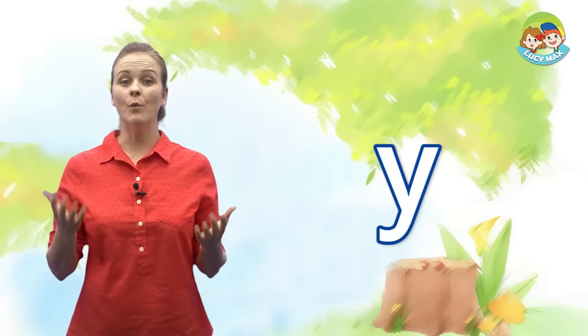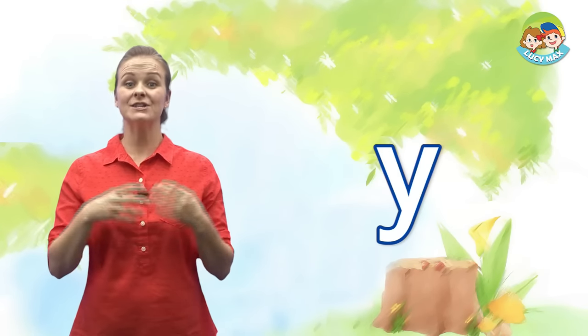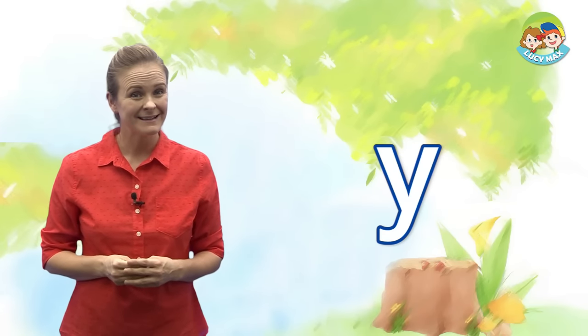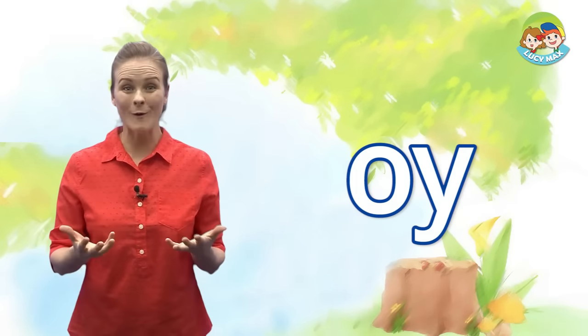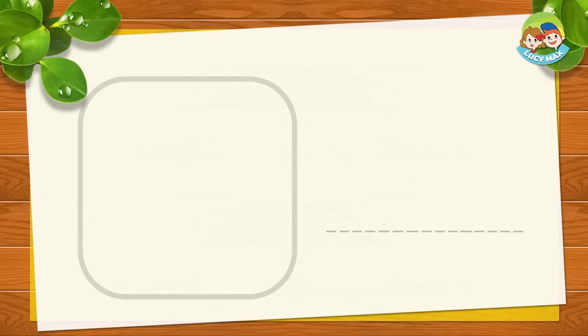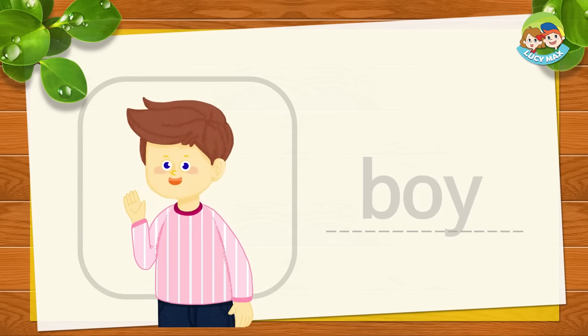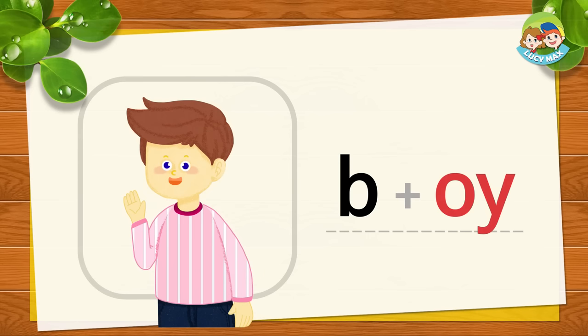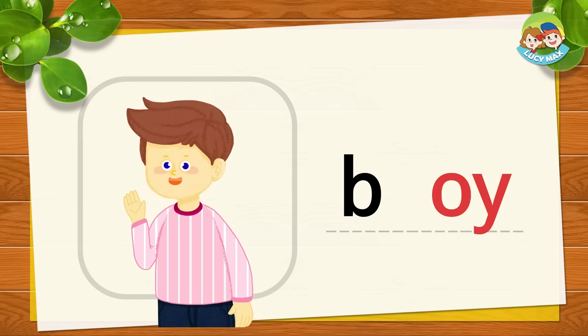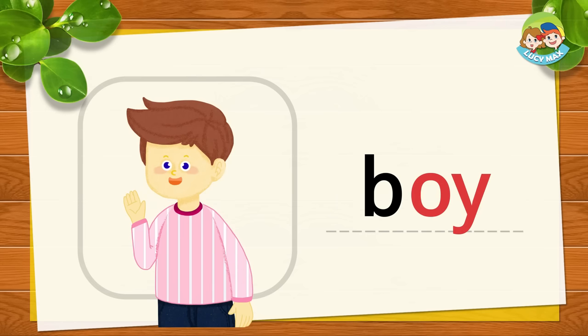O and Y together is oi. Can you say it? Good. Let's look at some words with the sound oi. This is a boy. B, oi. Together is boy. B, oi. Boy. Now you try.